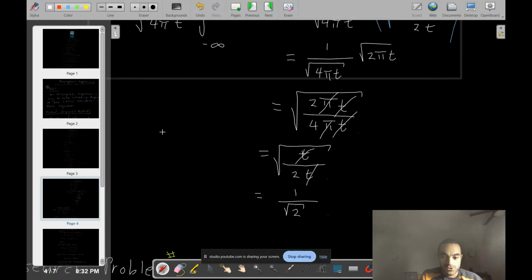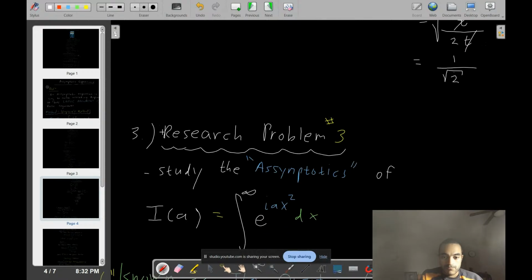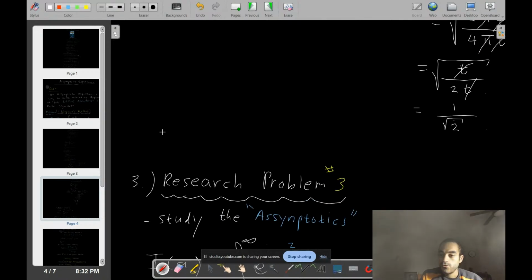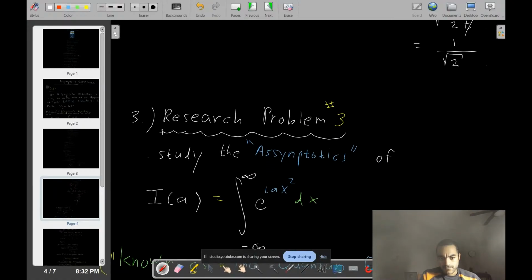Okay, we're moving on to research problem number 3 that I assigned from last lesson, which is studying the asymptotics of this I of a. I'm defining I as an integral as a function of a, equal to the integral from minus infinity to infinity of i x squared e to the a x squared dx.